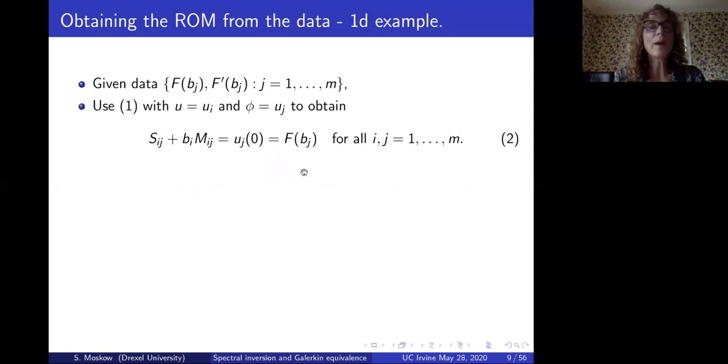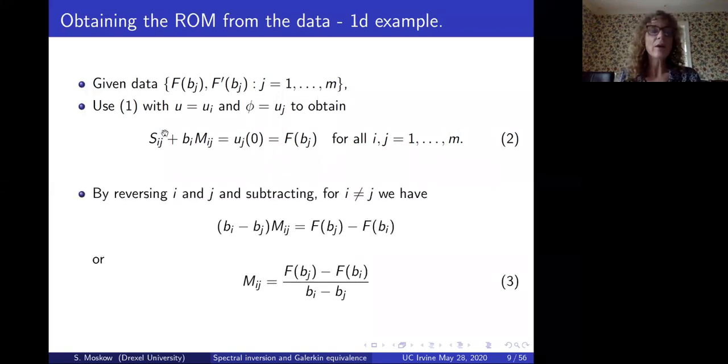what can we do? Well, suppose we go back to the variational equality and set, we have true solutions at these points. So say U equal to Ui, and the test functions equal to Uj, to obtain the following formula for all i and j. From the variational equality, we get these nice relations. And by writing this again with i and j reversed and subtracting, we get the following formula for the off diagonals of the mass matrix. The point being that you could compute the mass matrix directly from the data. You don't need the exact solutions or anything to compute the mass matrix.